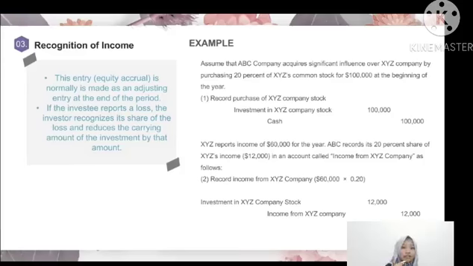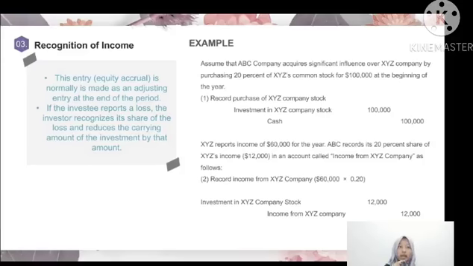We can see from the illustration here, assume that ABC company acquires significant influence over XYZ company by purchasing 20% of XYZ common stock for $100,000 at the beginning of the year. So the first step we can do is record the purchase of XYZ company. The recording will be investment in XYZ company, debit, and in credit the cash.